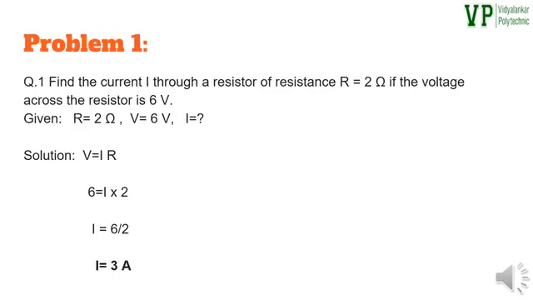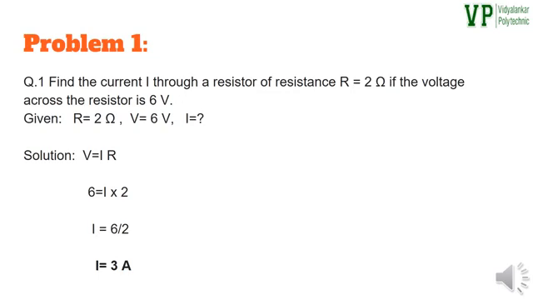We will now go through the problems based on Ohm's law. Problem number 1. Find the current I through a resistor of resistance R = 2 ohm if the voltage across the resistor is 6 volt. First of all, we will record all the given values. Here the value of R is 2 ohm, the value of V is 6 volt, and our aim is to find the value of I.